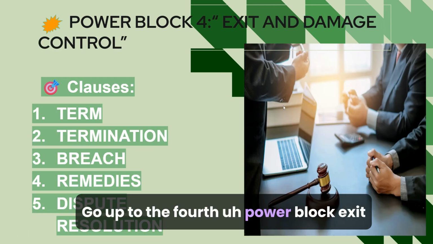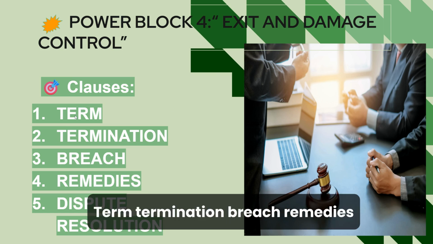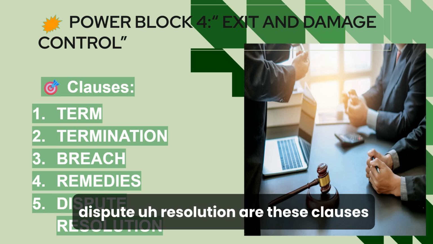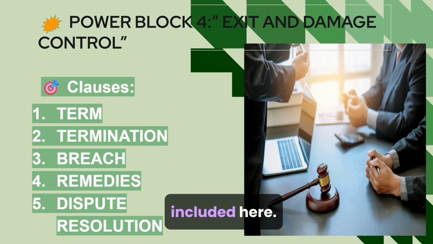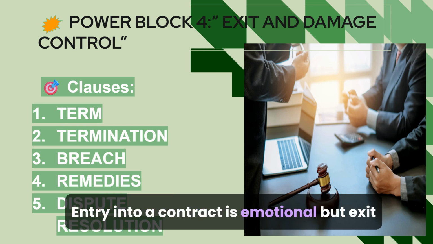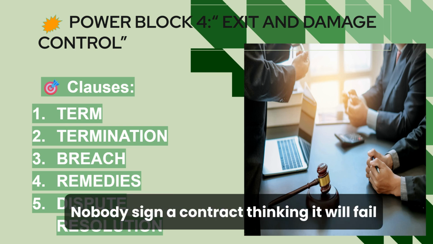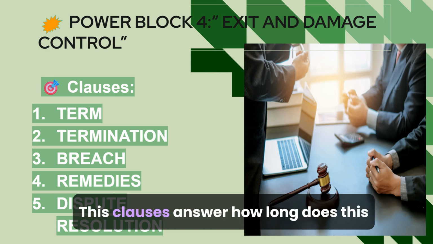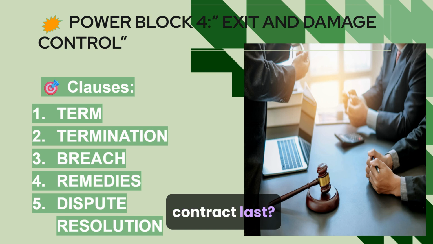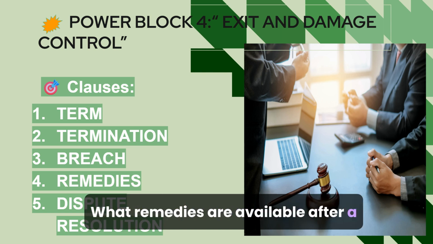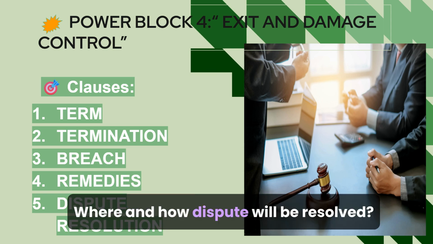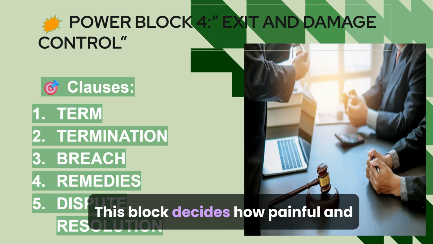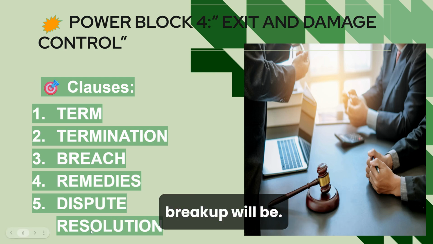Going on to the fourth power block: exit and damage control. Term, termination, breach, remedies, and dispute resolution are the clauses included here. Entry into a contract is emotional, but exit from a contract is legal. Nobody signs a contract thinking it will fail, but a good contract is drafted assuming something may go wrong. These clauses answer: how long does this contract last, how can it end, what is a breach, what remedies are available after a breach, and where and how disputes will be resolved. This block decides how painful a breakup will be.